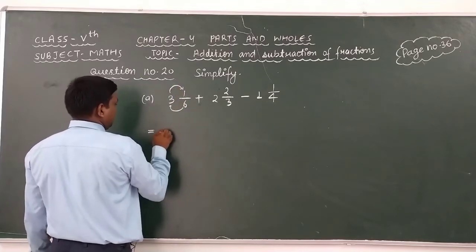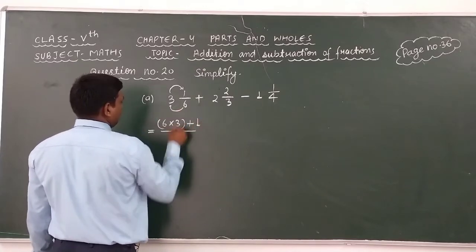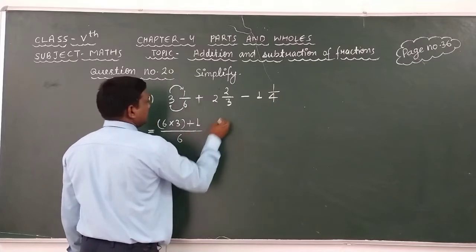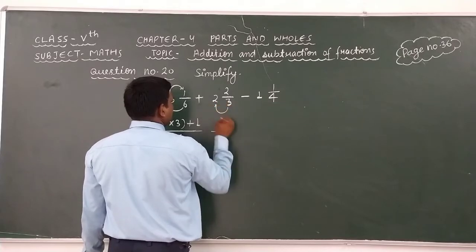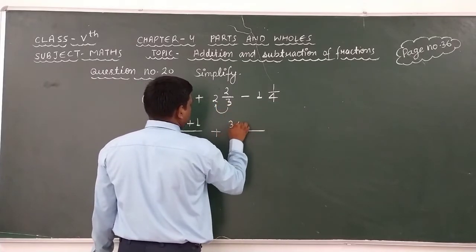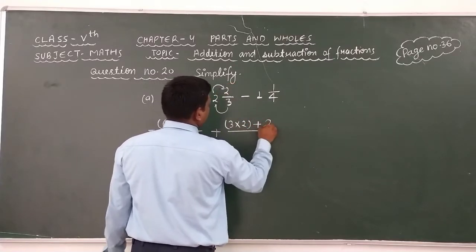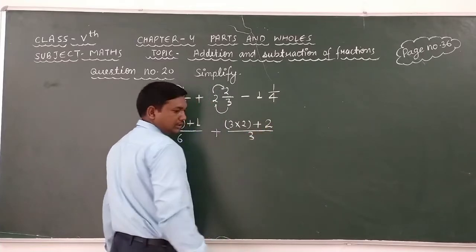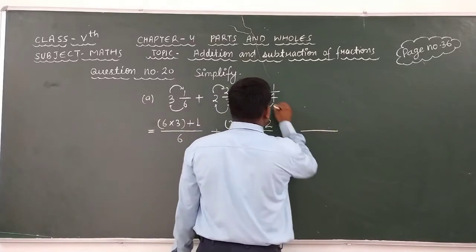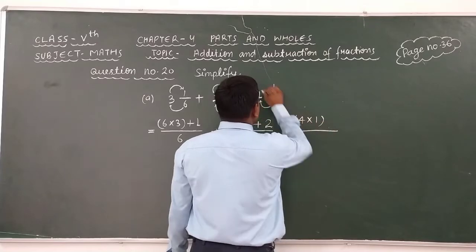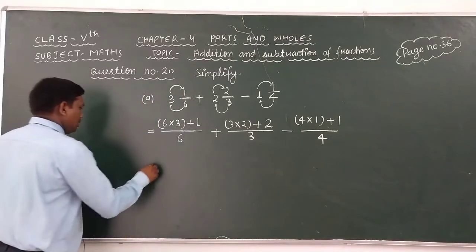Okay, here we can write 6 into 3 plus 1 total upon 6, plus similarly in this fraction, look, we have to take the multiplication of 3 by 2, then add 2 divided by 3, minus 4 into 1, 4 into 1 plus 1 total upon 4. Okay students, look at it carefully.